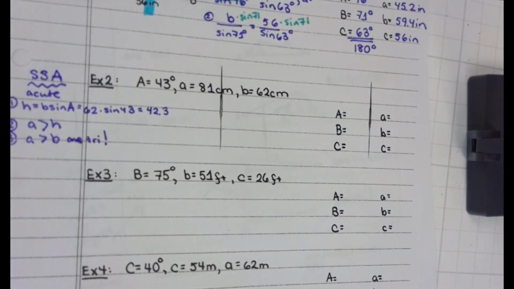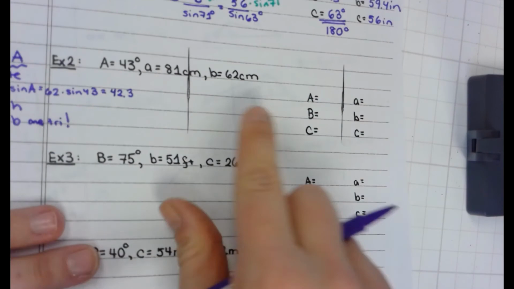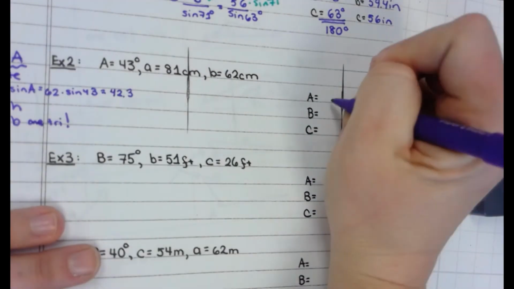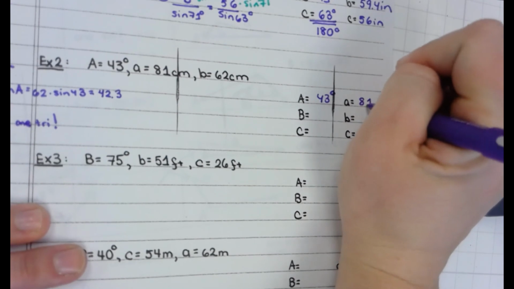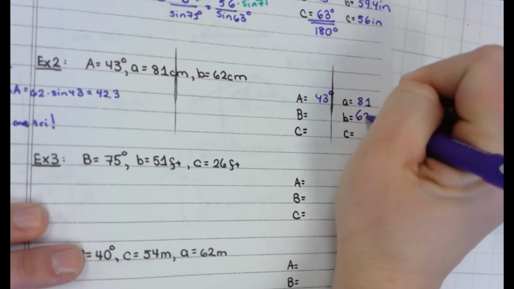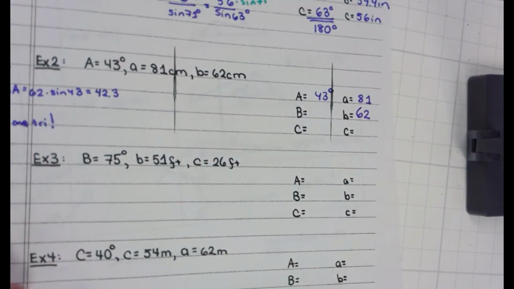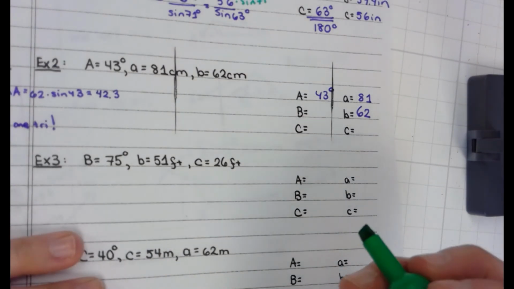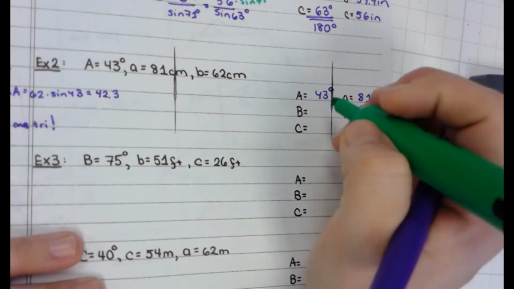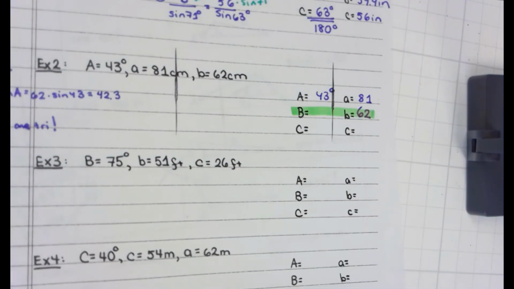All right, here we go. I'm going to start to fill out all the information. A is 43 degrees. Little a is 81. Little b is 62. So that clearly shows me that the first one that we need to do is we need to find big B because that's the only proportional that we have access to right now.